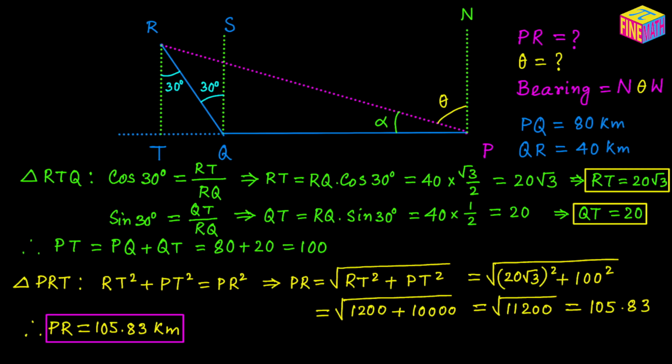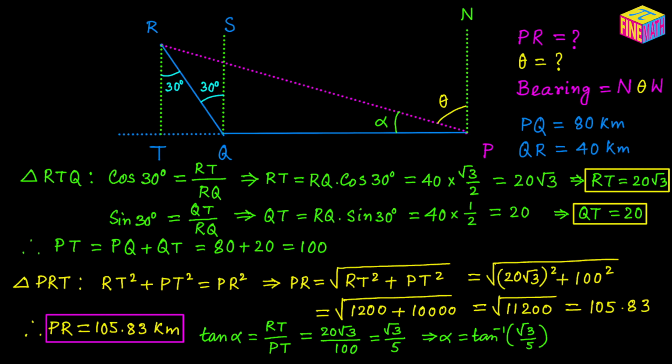Now for us to be able to calculate the value of theta, let's first calculate the value of its complementary angle, which is alpha. Tangent of alpha can be written as RT over PT, and let's plug in the values. That is 20 times square root of 3 over 100, and that will be equal to square root of 3 over 5. And from here we can say that alpha will be equal to tangent inverse of square root of 3 over 5. And if you plug in these values in a calculator, the value of alpha turns out to be 19 degree and 6 minutes.